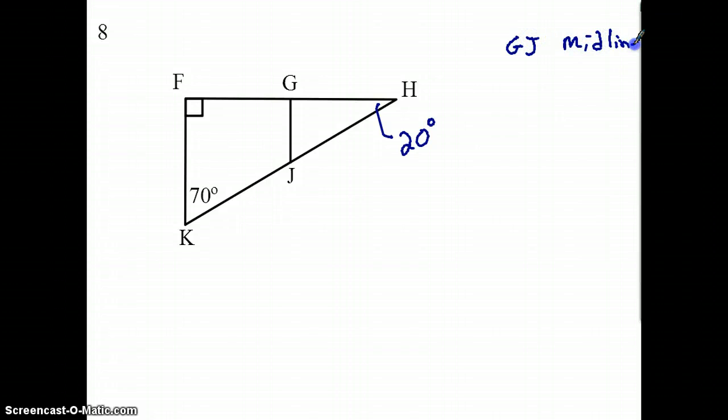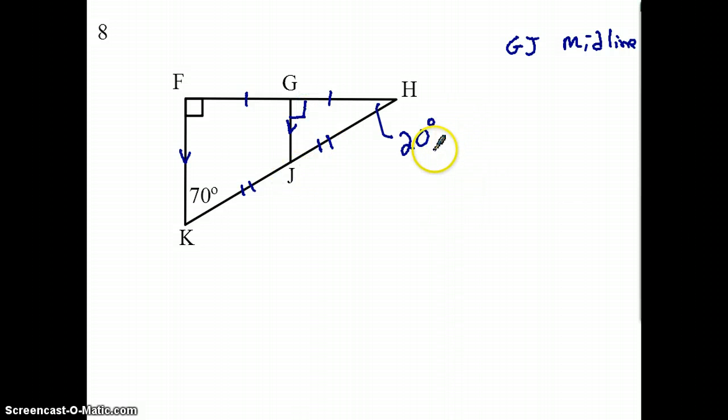So if GJ is a midline, we can conclude all those things that we talked about a few slides ago. So this is congruent to this. This is congruent to this. But more importantly, what do we know about these two segments, FK and GJ? They are parallel. So if they're parallel, we have corresponding angles that are congruent. So if the angle at F is 90 degrees, the angle at G right here is also 90 degrees.